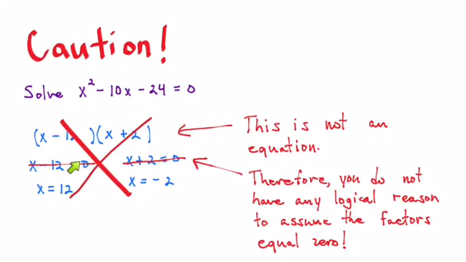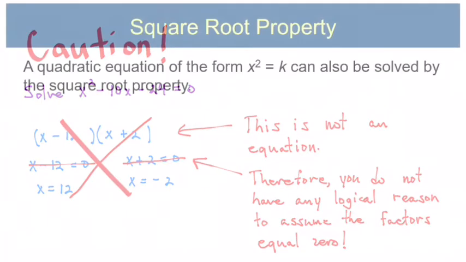You only can say that the factors equal 0 if this one times this one is known to equal 0. If this line doesn't have an equal 0 on it, then you don't have any logical basis to assume that these two factors can equal 0. So yes, this gives you the right answer, but your thinking is sloppy here. So you really need to have an equal 0 here in order for your work to be fully correct.